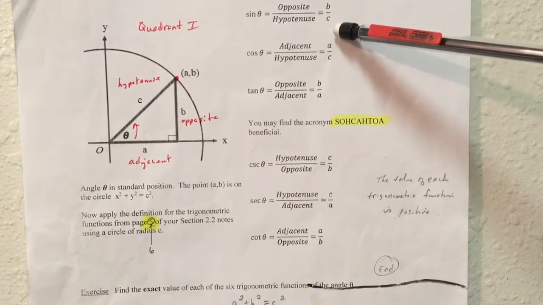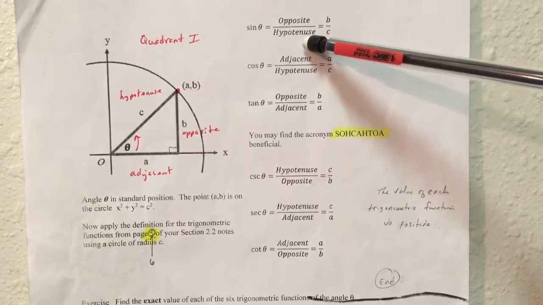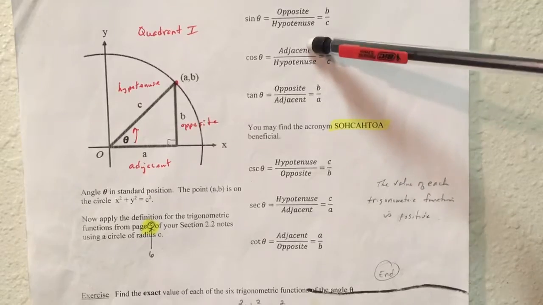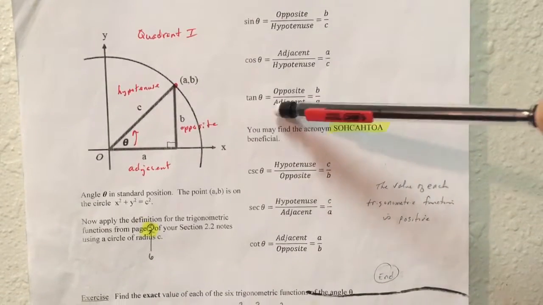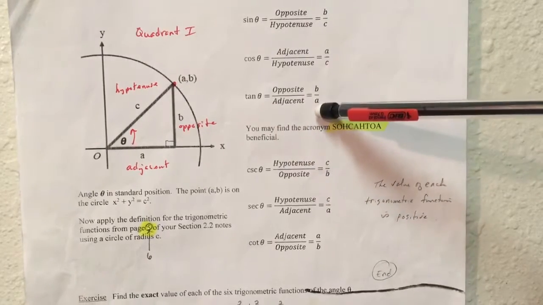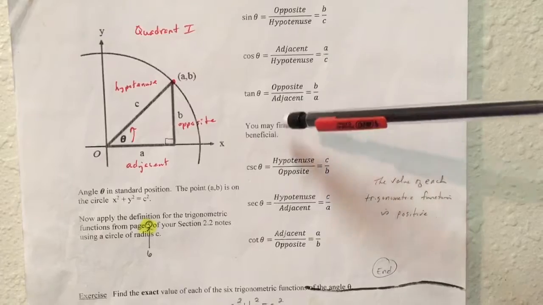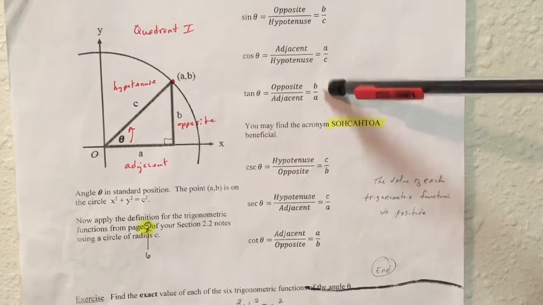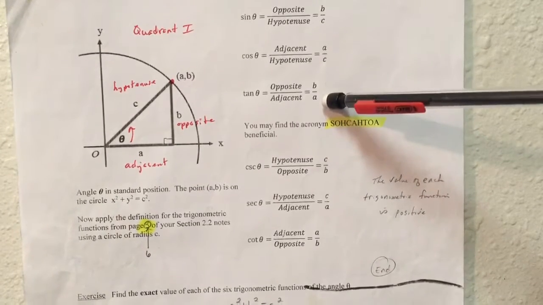So using the definition of the 6 trigonometric functions of theta from section 2.2, we have sine theta is equal to b over c, which is the opposite side over the hypotenuse. Cosine theta is equal to a over c, which is the adjacent side over the hypotenuse. And tangent theta is equal to b over a, which is the opposite side over the adjacent. Remember, in section 2.2, tangent theta is y over x, but y is equal to b in this case, and x is equal to a.